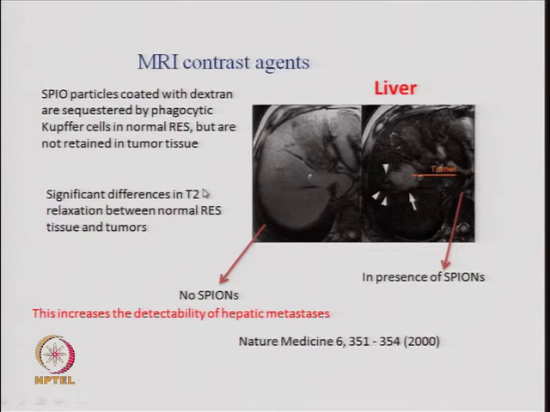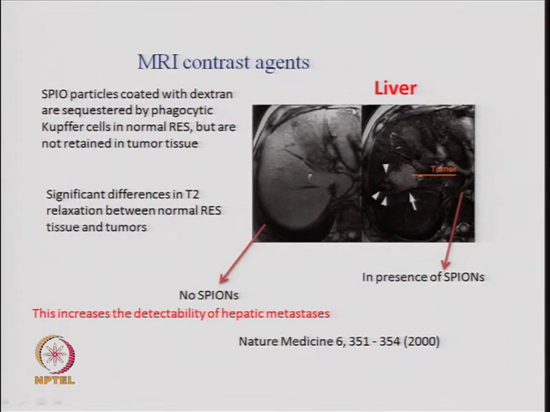This is an example where the superparamagnetic iron oxide particles have been coated with dextran or something similar, because normally the nanoparticles are not given directly inside the body. They are coated with something so that they go only where you want them to go, otherwise they will react at all places before reaching the final destination. So, here it is coated with dextran and the particles are sequestered by phagocytic Kupffer cells.